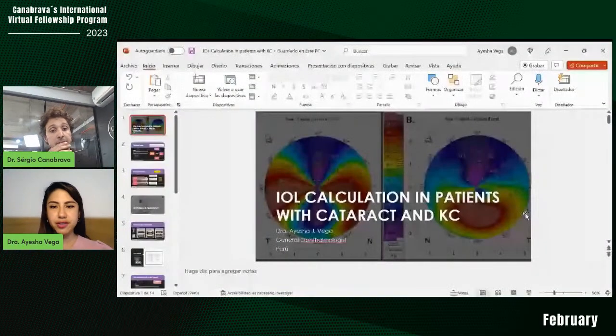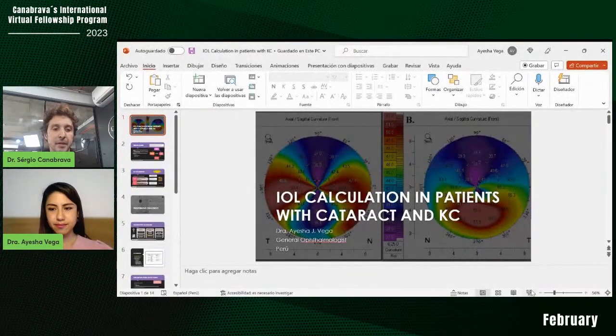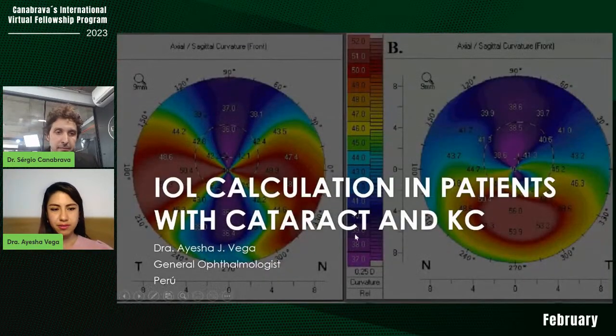So Dr. Ayesha, you discuss an amazing topic too: keratoconus in cataract surgery. Next month, you have an e-book and a talk about keratoconus, IOL calculation in keratoconus. When you're ready, you can share it, Ayesha. Am I sharing it now? Yes, but can you see it? Yes, now it's okay. Perfect.